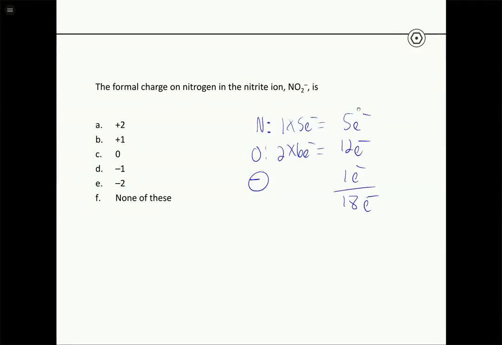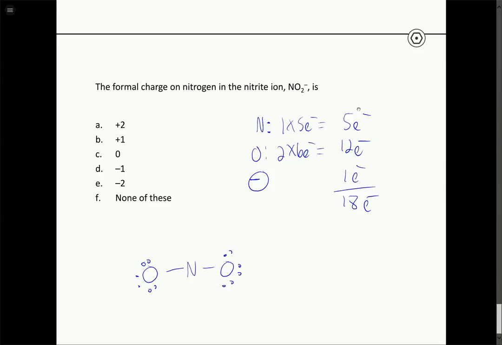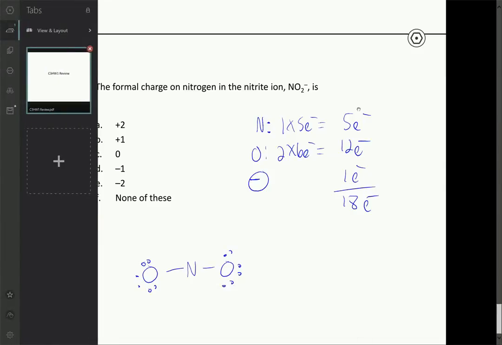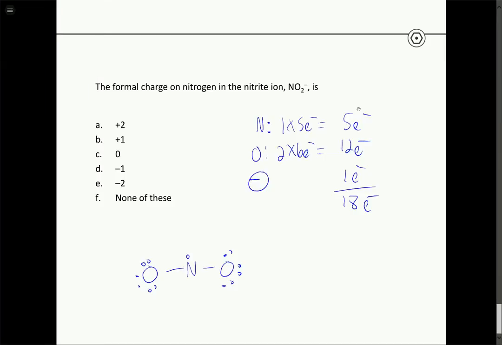So we're not told anything about the structure except for the formula, so we're going to draw the best one we can that completes the octets and minimizes the formal charges. So NO2-, we start with 2 nitrogen-oxygen single bonds. We complete the octets for oxygen. So we've now used 2 times 8, which is 16 of our 18 electrons. That means we have a lone pair.